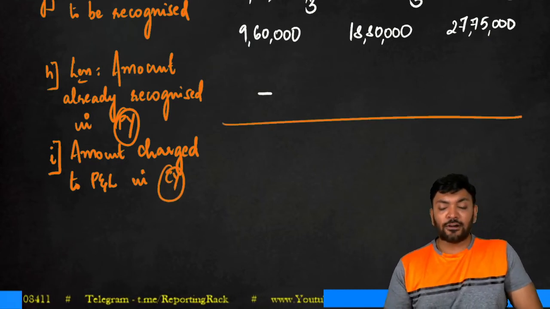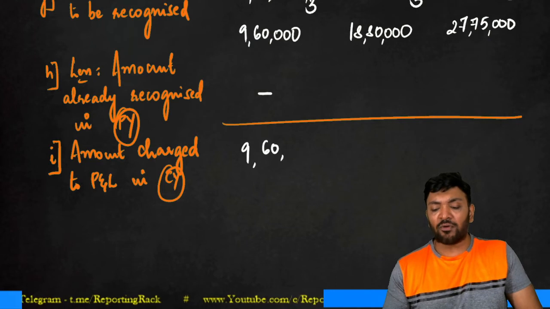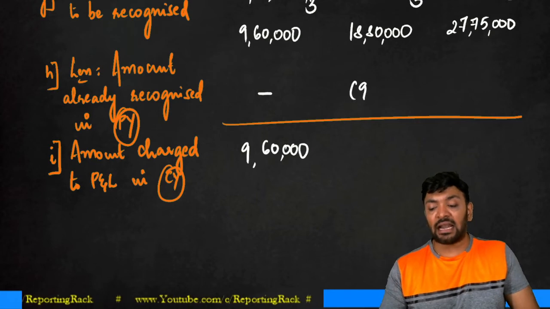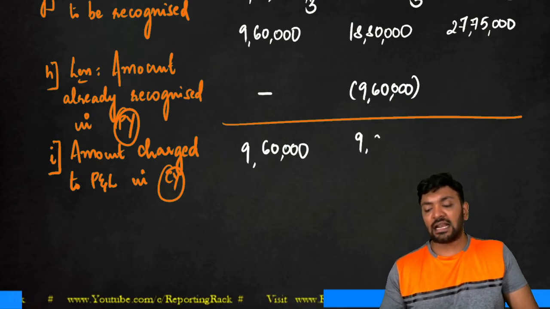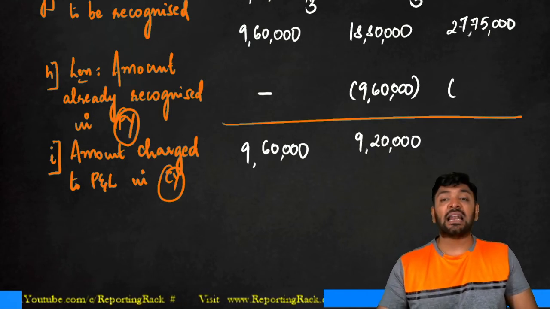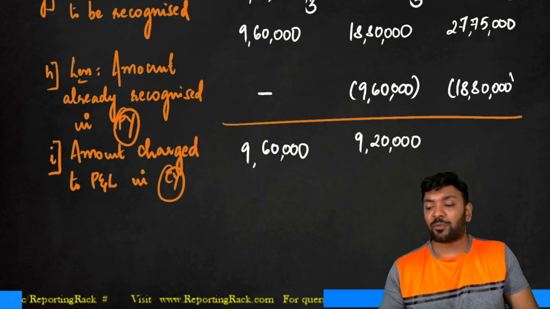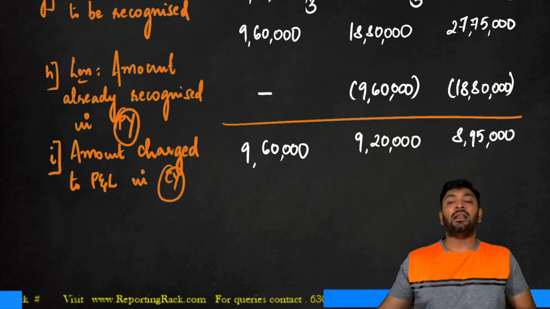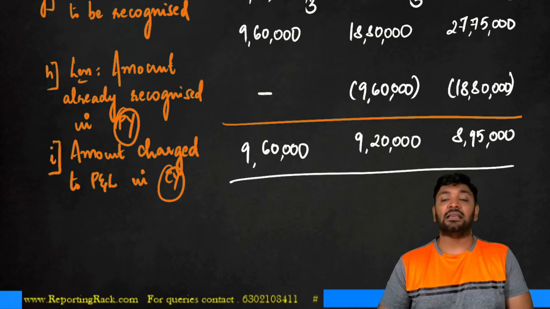Calculate. First year, I need a total amount of 9,60,000. Last year, I did not provide anything. Current year, you provide entire 9,60,000. By the time I come to second year, last year, I already provided 9,60,000. I should totally provide 18,80,000. Therefore, in the second year, I'll only provide 9,20,000. Third year, I have to provide 27,75,000 on a cumulative basis. Last 2 years, already 18,80,000 has already been created as a provision. So therefore, 8,95,000 of provision is supposed to be created. This way, I'll identify the amounts to be recognized in P&L each year.